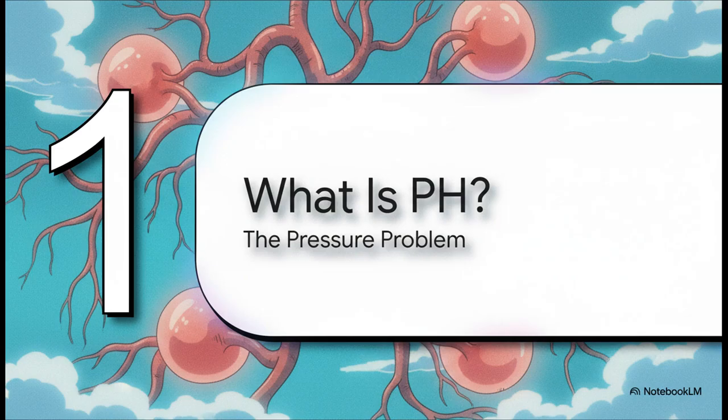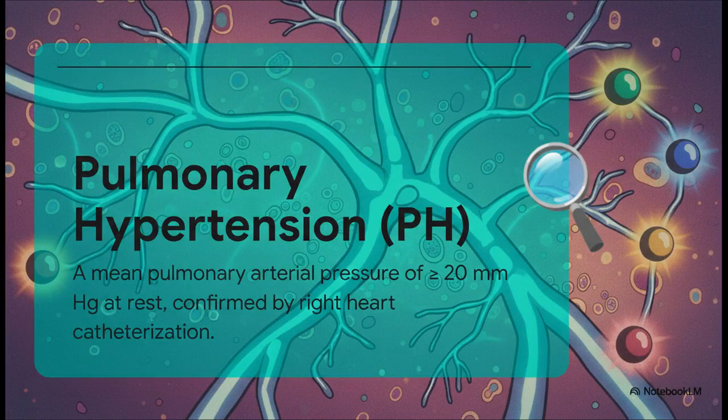All right, first things first. What, at its core, is pulmonary hypertension? Well, it all boils down to one simple concept: way too much pressure inside the lungs' arteries. Okay, this is your high-yield number. If you remember nothing else, remember this one. The official definition is a mean pulmonary artery pressure of 20 millimeters of mercury or higher while at rest. And super important, this isn't just a guess from an ultrasound. This number has to be confirmed with the gold standard test, which is a right heart catheterization.